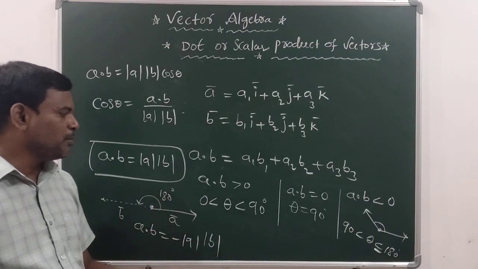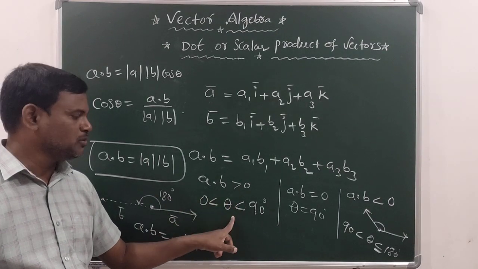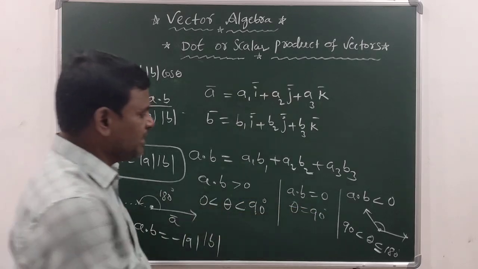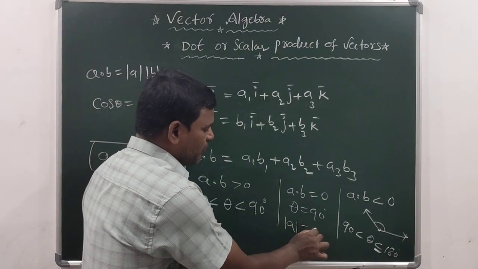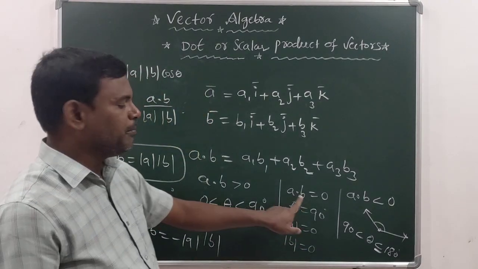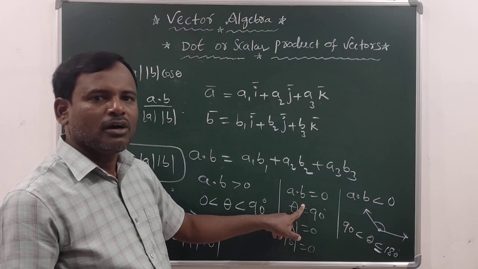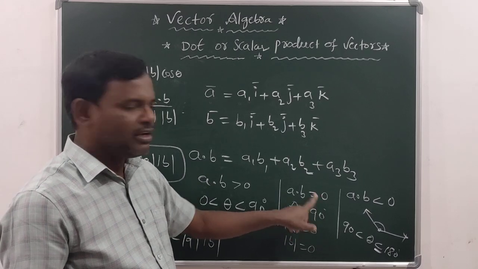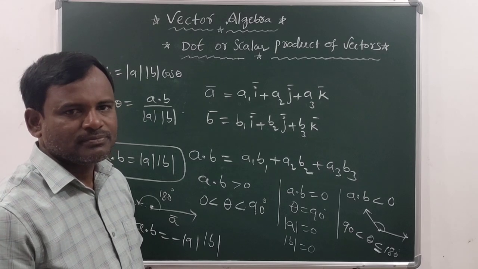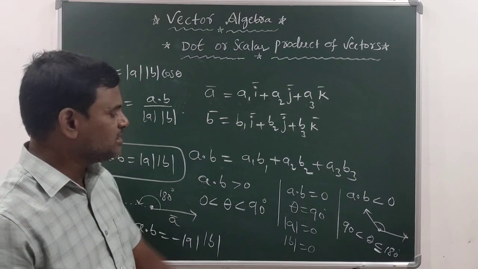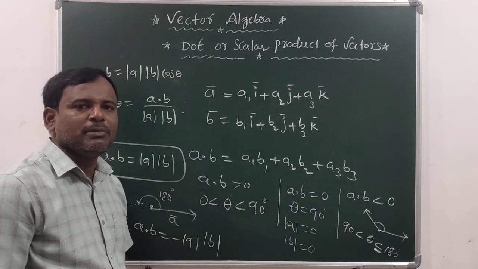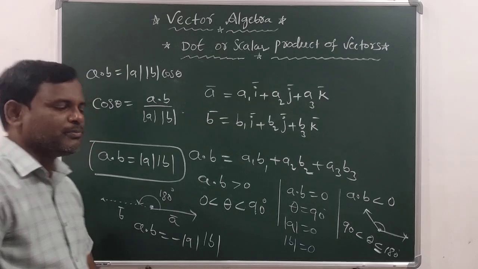You may get that the dot product may be positive. If it is positive, theta is acute. If it is 0, then theta will be either 90 degrees, or you may get magnitude of A 0 or magnitude of B 0. If A and B are perpendicular, then dot product is 0, or any one of these two vectors may be null vectors, or both may be null vectors. In such case, you will get dot product 0. If angle between them is obtuse, then dot product will be negative.